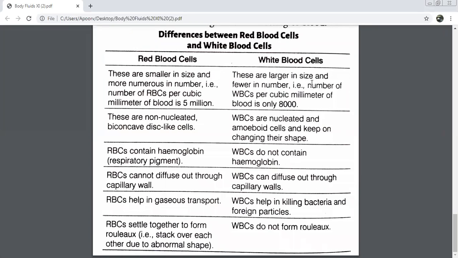See quickly. Count how many differences there are. Six. Six differences. Six differences. If I hide this, can anybody give me all the six differences?